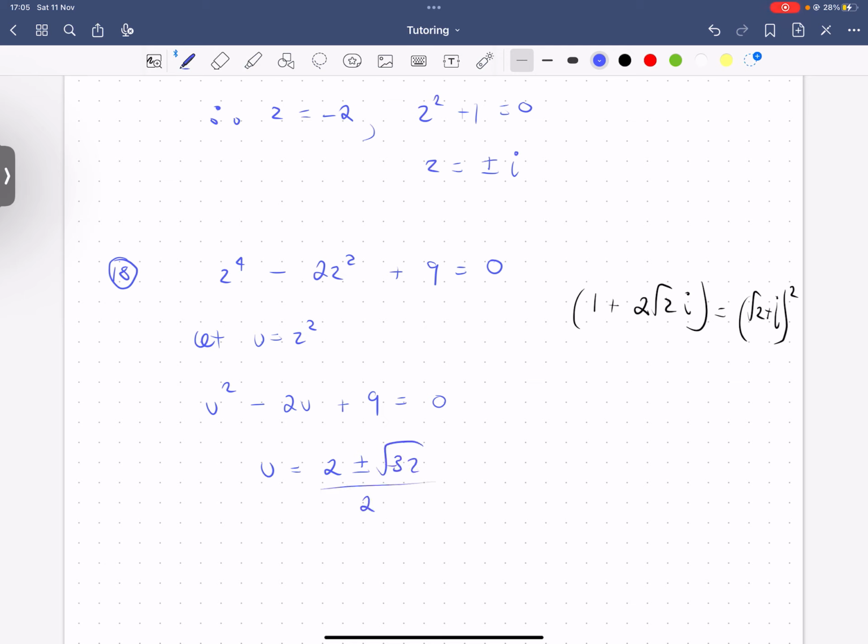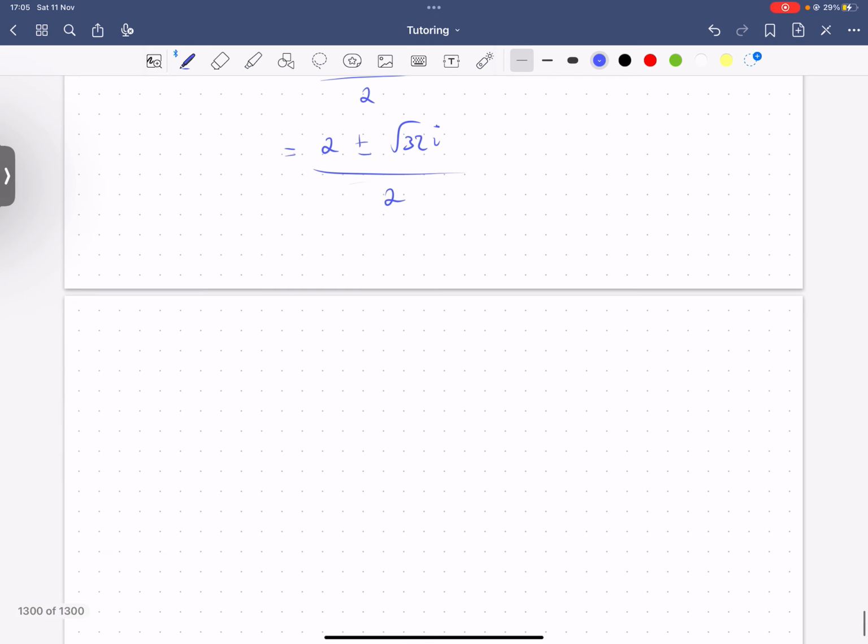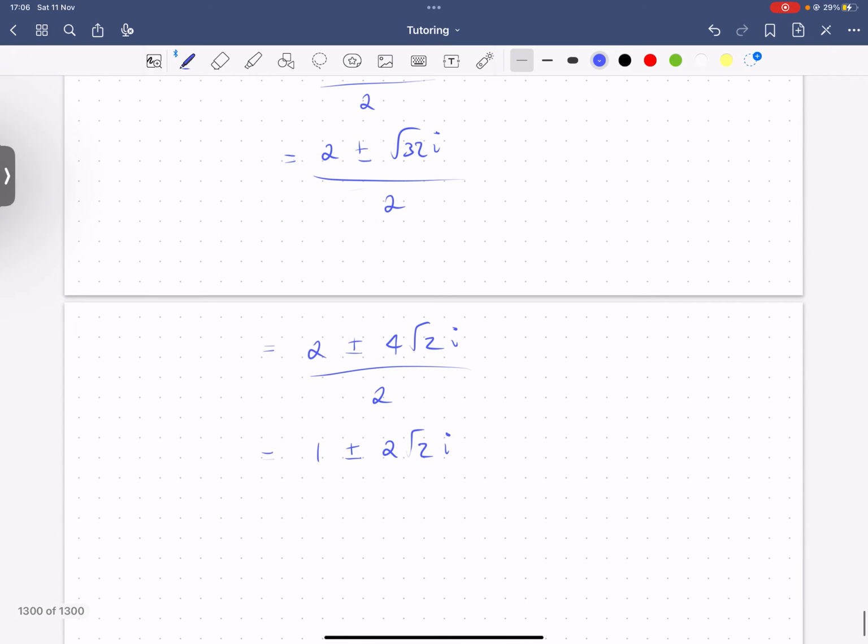on 2, which is equal to 2 plus or minus, now root minus 32 is root 32i, on 2, which is 2 plus or minus, now root 32 is 4 root 2, so plus or minus 4 root 2i on 2. Cancelling out that 2, we've got 1 plus or minus 2 root 2i is our solution. But we said that was equal to u, and u was z squared. So z squared is equal to 1 plus or minus 2 root 2i.